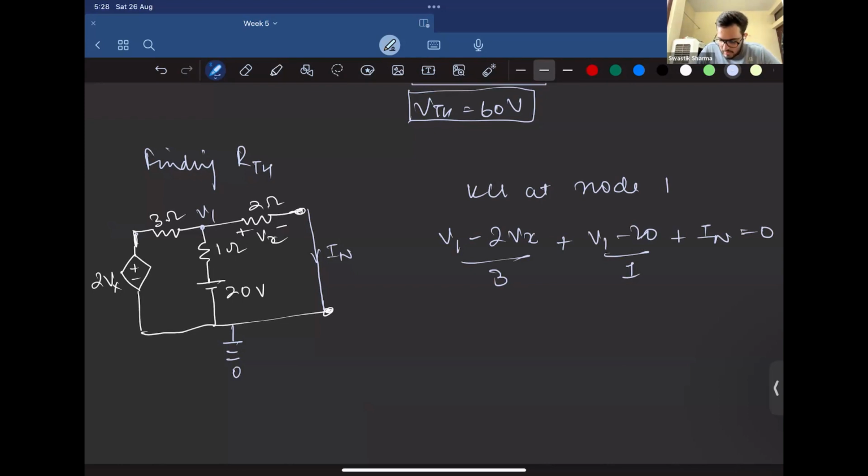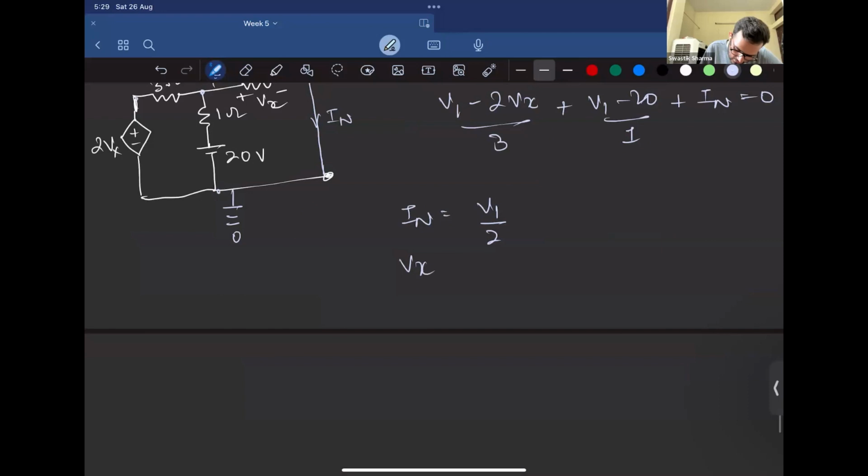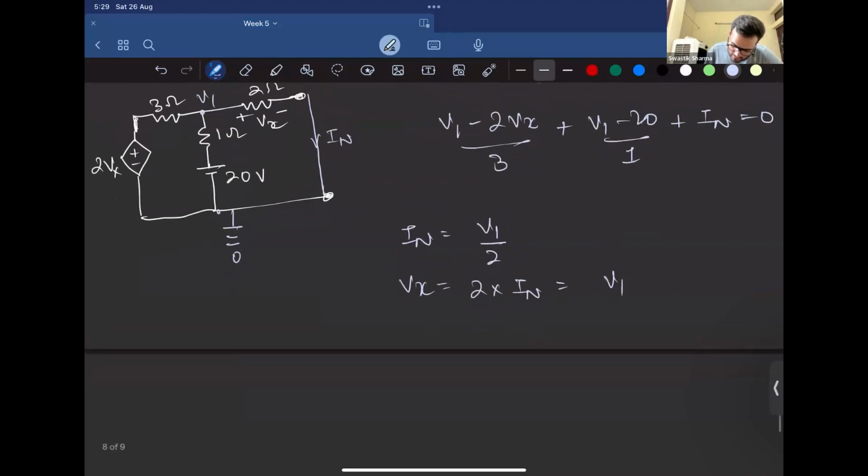Right. Now tell me one thing. What is the value of Vx in terms of V1? Oh, sorry. What is In in terms of V1? In is nothing but V1 upon 2, right? Since it's connected to datum node, V1 minus 0 by 2. And since In is 0, what is Vx? Vx is nothing but 2 into In, which is equal to V1, right? So let's substitute everything in that first equation.